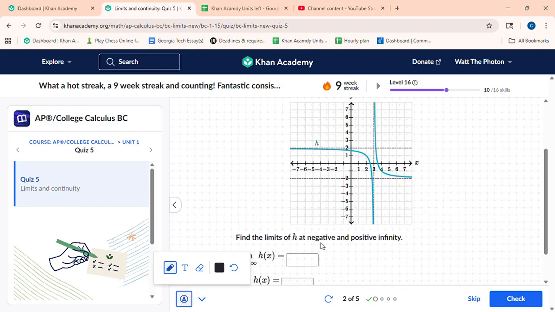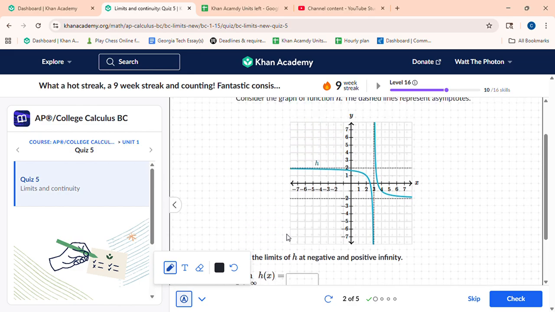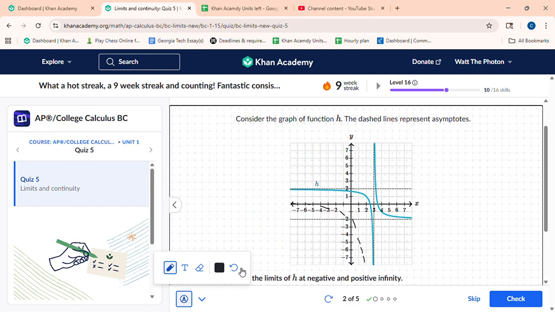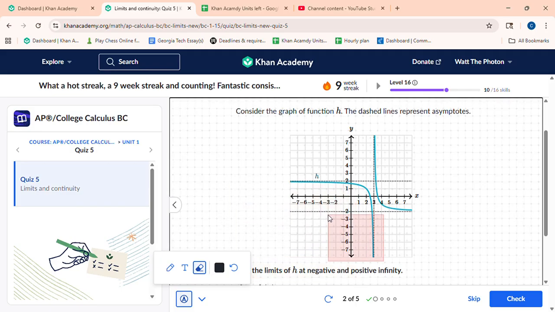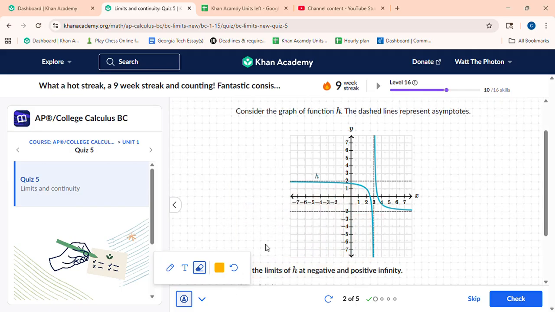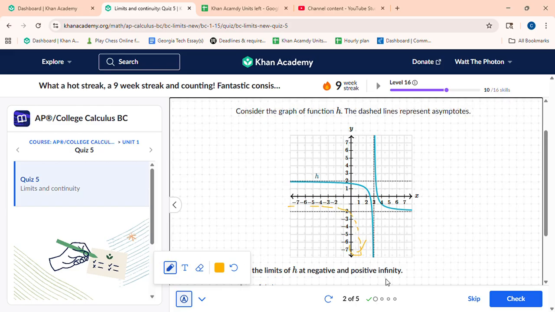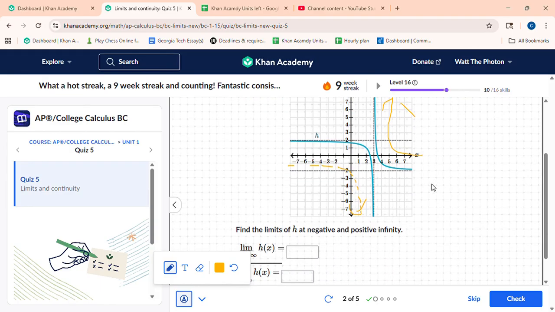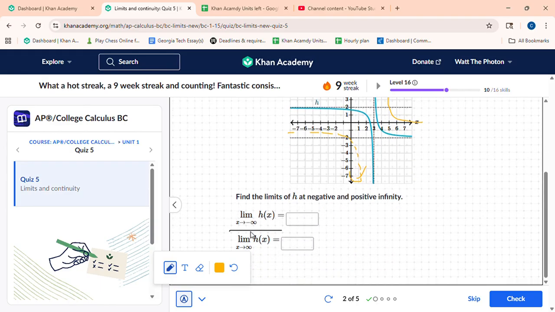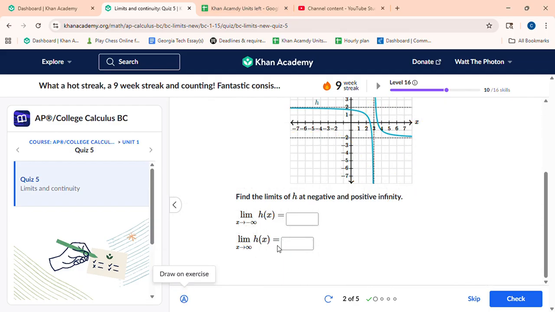Okay, so as x approaches negative infinity right here, we want to go down. I want a different color. Let's choose yellow. It goes down. This approaches positive infinity. And so right here, negative infinity, that's going to be 3. And then this is going to be also 3. It's not 3 plus or 3 minus.